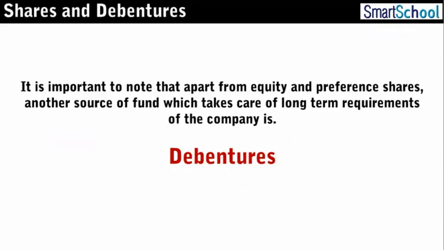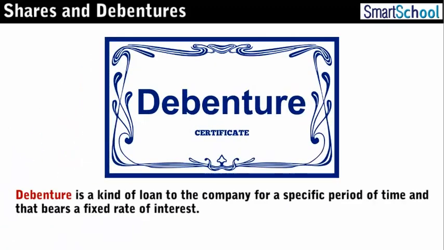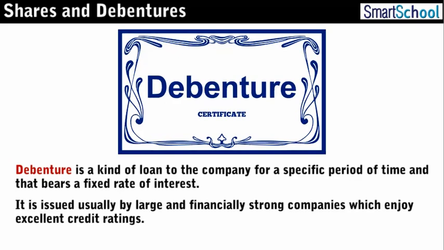It is important to note that apart from equity and preference shares, another source of fund which takes care of long-term requirements of the company is debentures. Debenture is a kind of loan to the company for a specific period of time, and that bears a fixed rate of interest. It is issued usually by large and financially strong companies which enjoy excellent credit ratings.